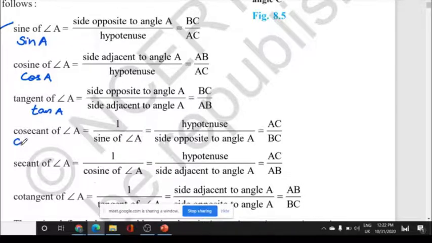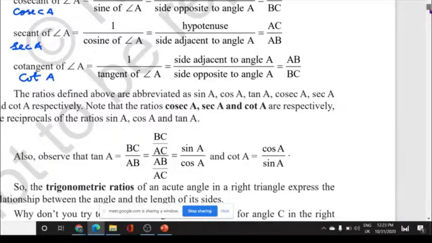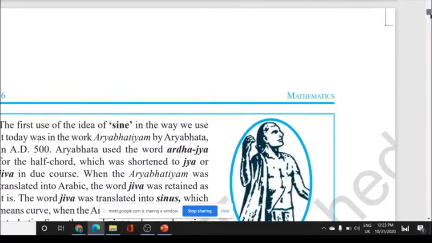Cosecant of A is cosec A. Secant of A is sec A. Cotangent is cot A. Okay, we'll take it all as simple: sine A, cos A, tan A, cosec A, sec A and cot A. Is there any doubt in any of these things? No, ma'am. Now you see, these ratios are known as the trigonometric ratios. And one angle is 90 degrees. So what about the other 2 angles?